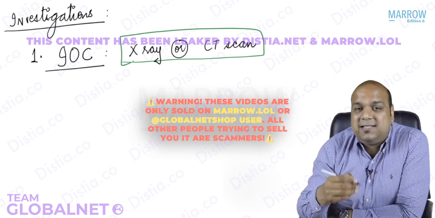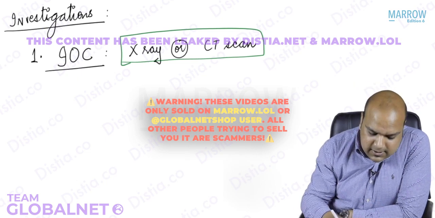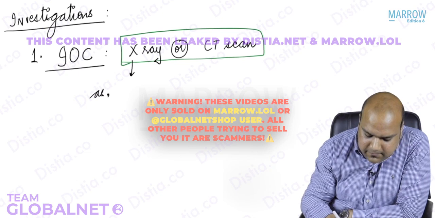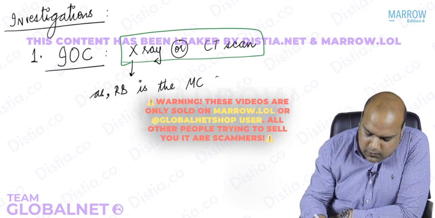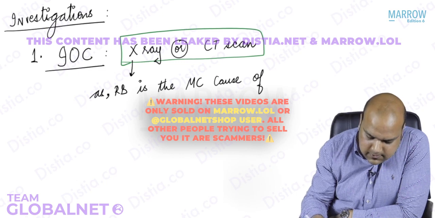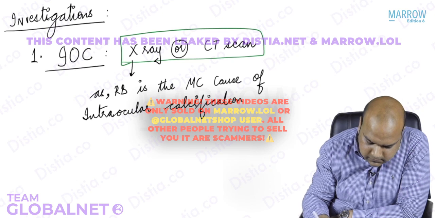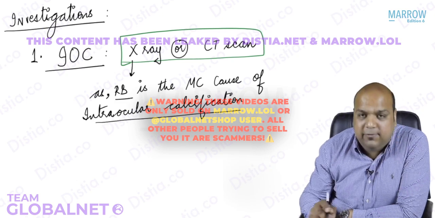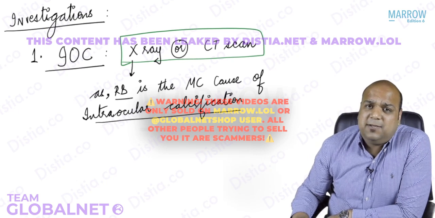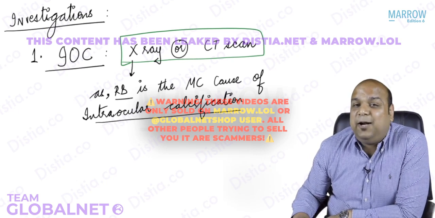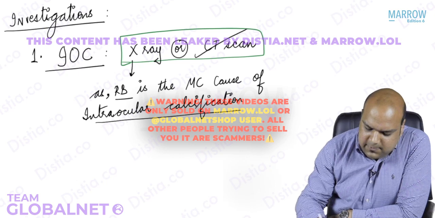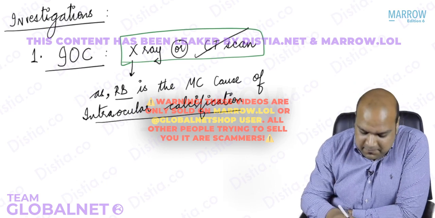Now, why can X-ray or CT scan be done as the investigation of choice? As retinoblastoma is the most common cause of intraocular calcification. So we know that we have retinoblastoma, it is a calcified tumor. Calcification can be seen both on an X-ray and on a CT scan. Out of the two, which is better? Obviously CT scan, everybody.